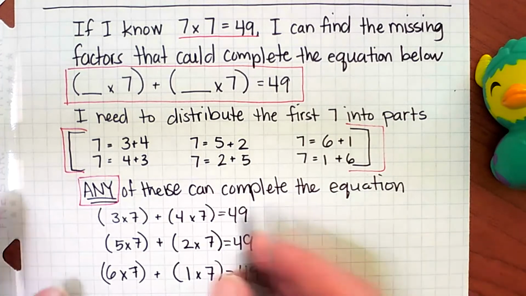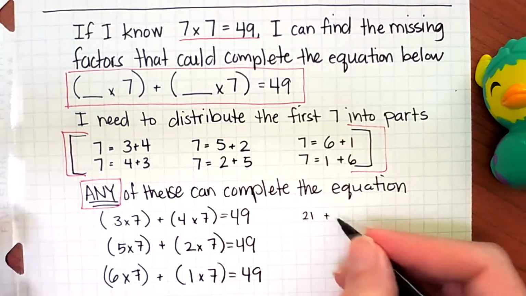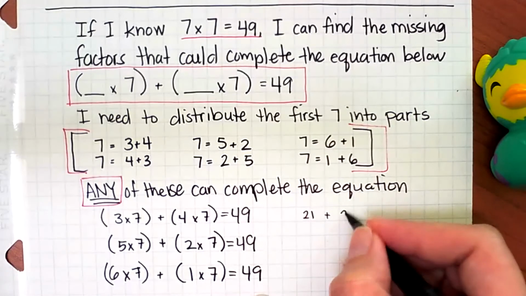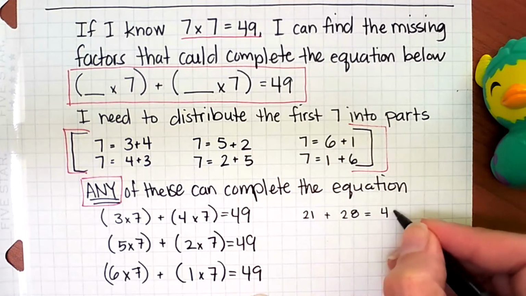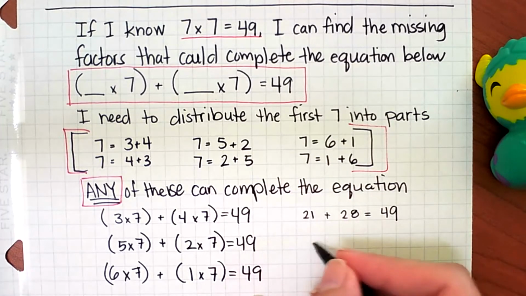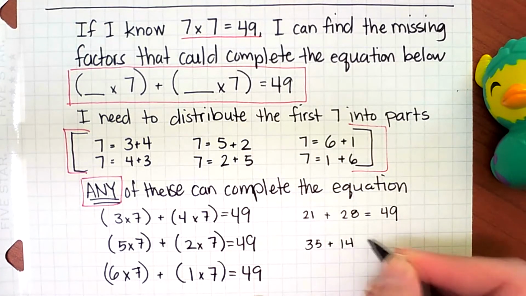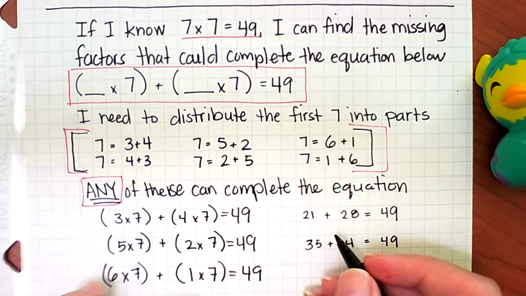So I know 3 times 7 is 21, plus 4 times 7 is 28. I know 21 plus 28 is going to equal 49. Over here, 5 times 7 I know is 35, plus 2 times 7 is 14. This is also going to be equal to 49.